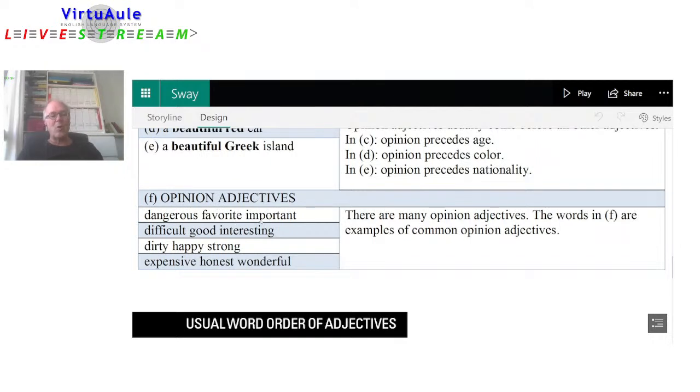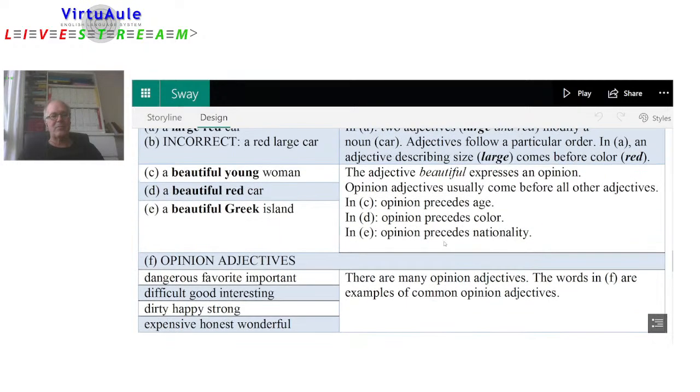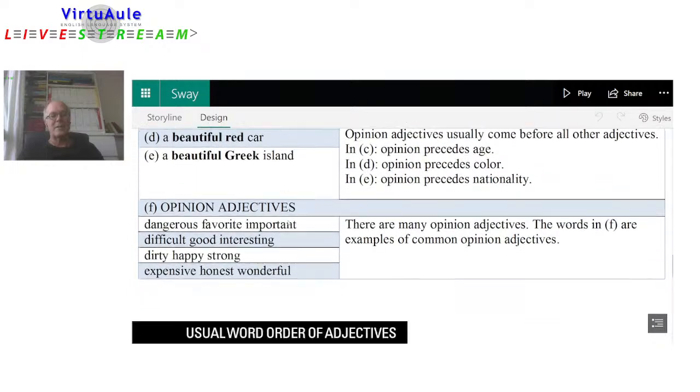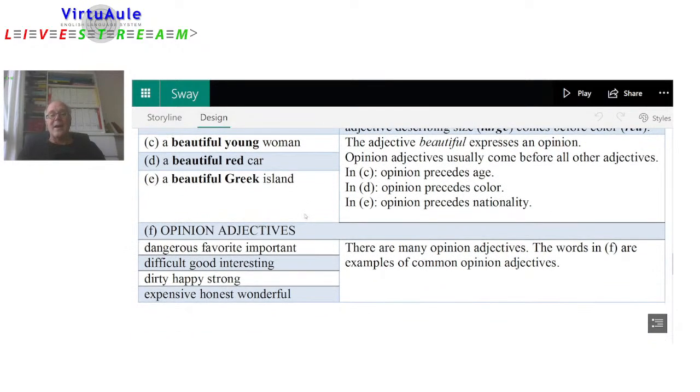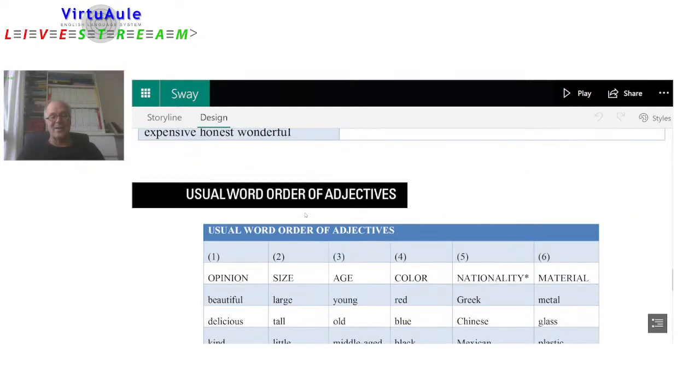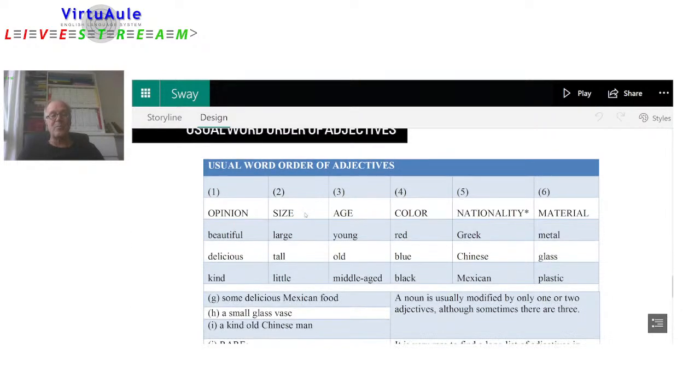Dangerous, favorite, important, difficult, good, interesting, dirty, happy, strong, expensive, honest, wonderful. There are many opinion adjectives. All of these words, all of these adjectives are examples of common opinion adjectives. Okay, so beautiful Greek island. You would say also a beautiful large red car. Just for your curiosity, we know that opinion comes first.